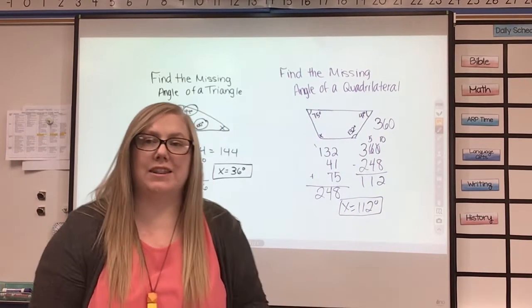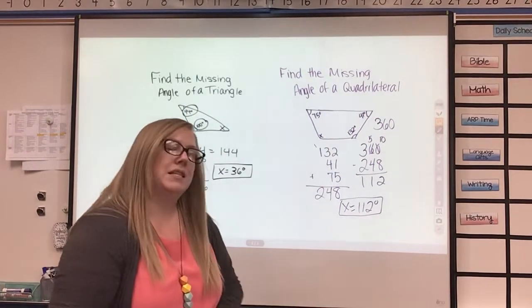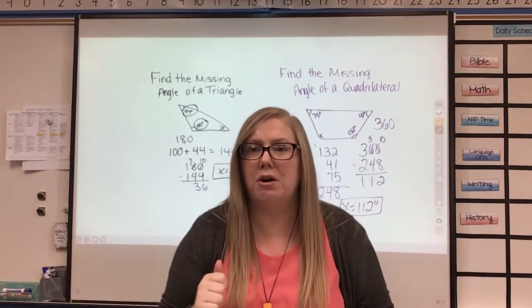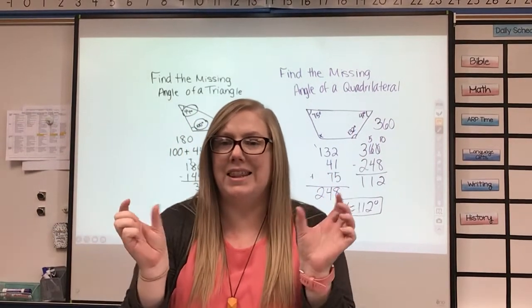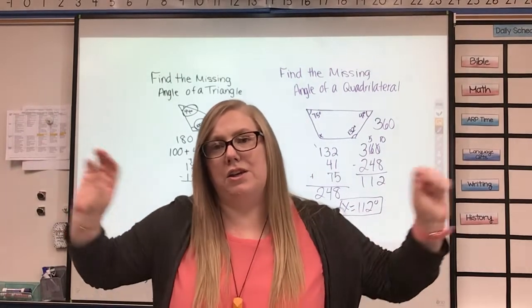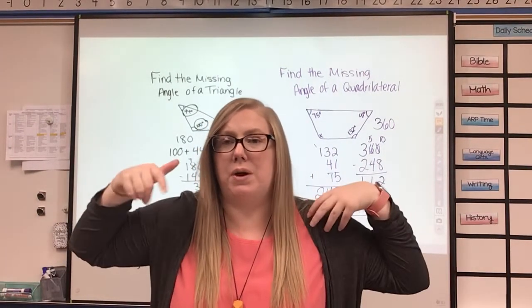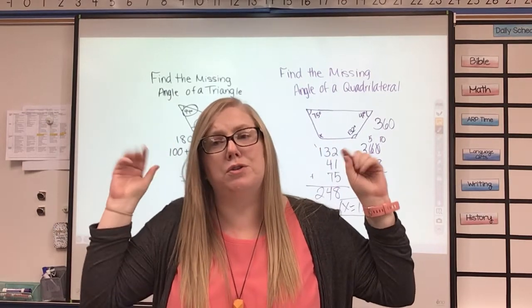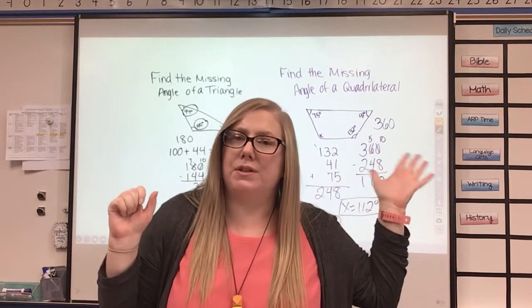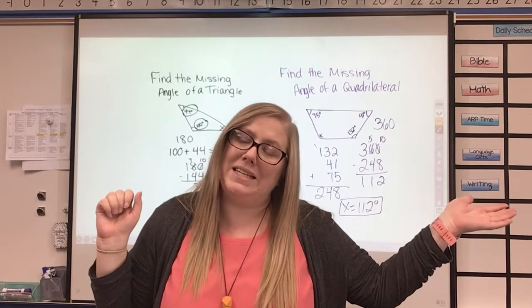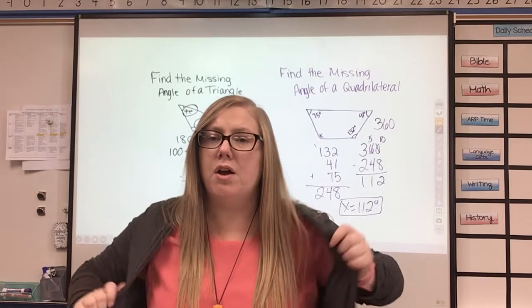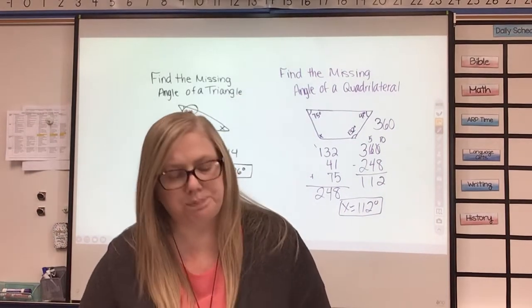So again, that's very important when you're trying to find the missing length. Remember, whether it is a triangle or a quadrilateral, you take them, add them together, and then you subtract by whatever it is. So if it's a triangle, then you subtract by 180. If it's a quadrilateral, you subtract by 360. Steps are the same, just the number that you are subtracting from is different.